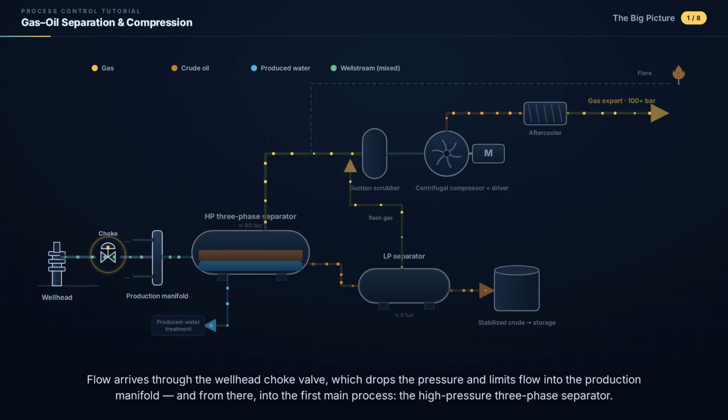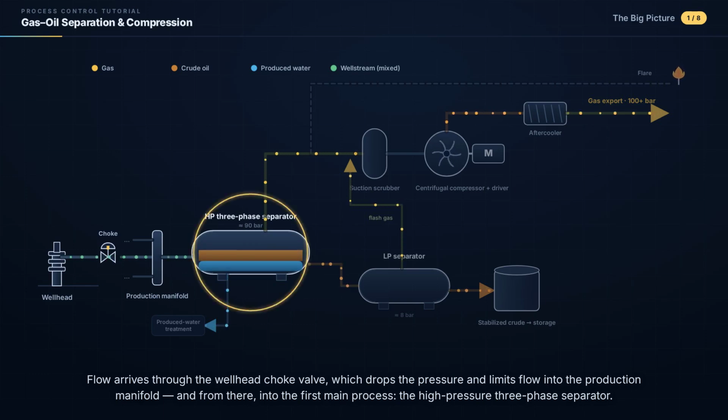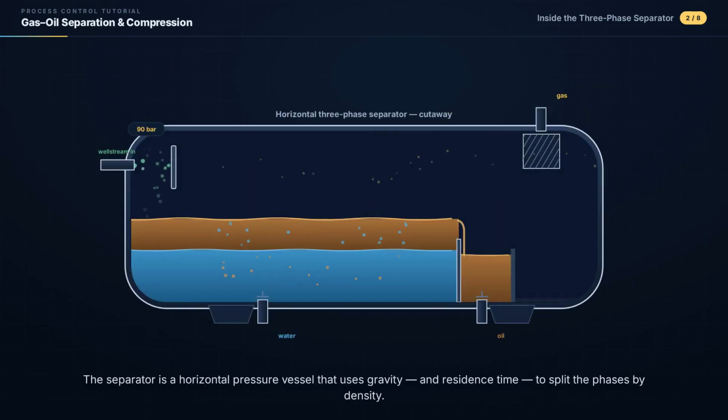Flow arrives through the wellhead choke valve, which drops the pressure and limits flow into the production manifold, and from there into the first main process, the high-pressure three-phase separator. The separator is a horizontal pressure vessel that uses gravity and residence time to split the phases by density.